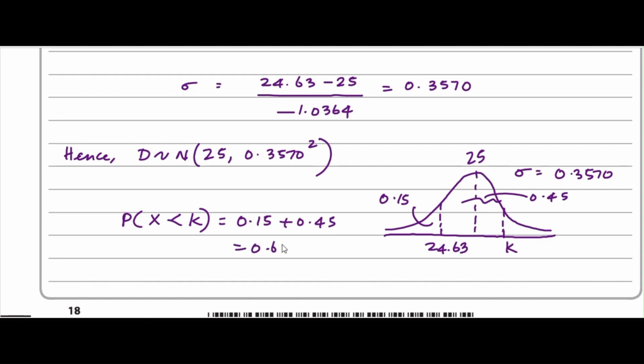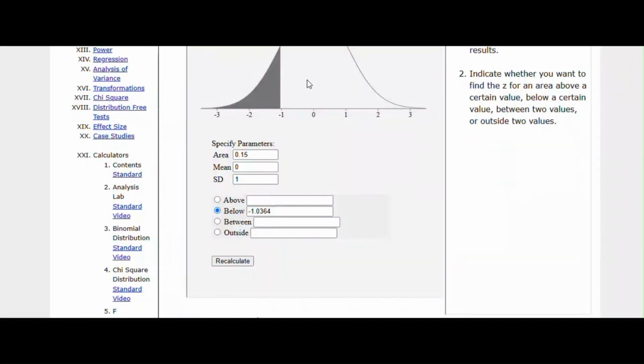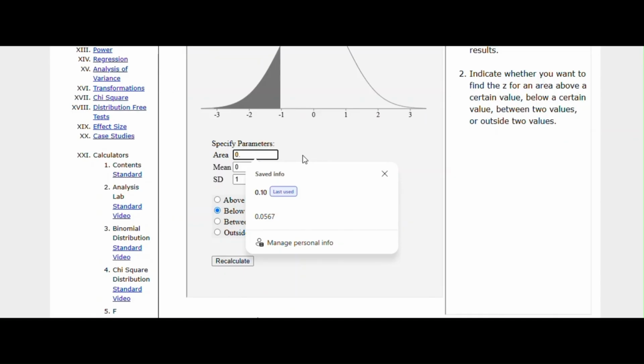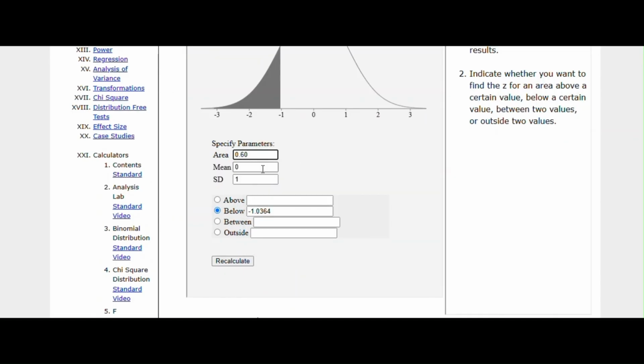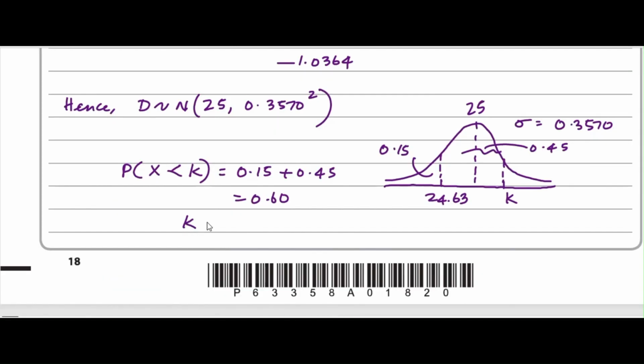is equal to 0.60. Putting this back into the inverse normal distribution calculator, we can put area as 0.60, mean is equal to 25, standard deviation is equal to 0.3570. Now we want below, right? So let's recalculate this. That gives us a k value of 25.09.